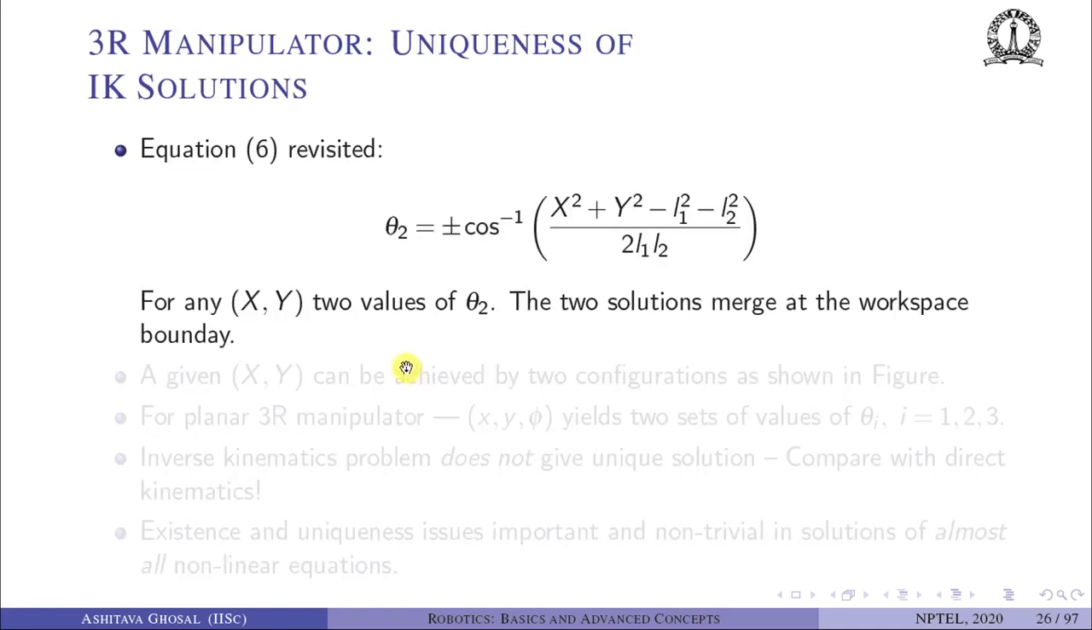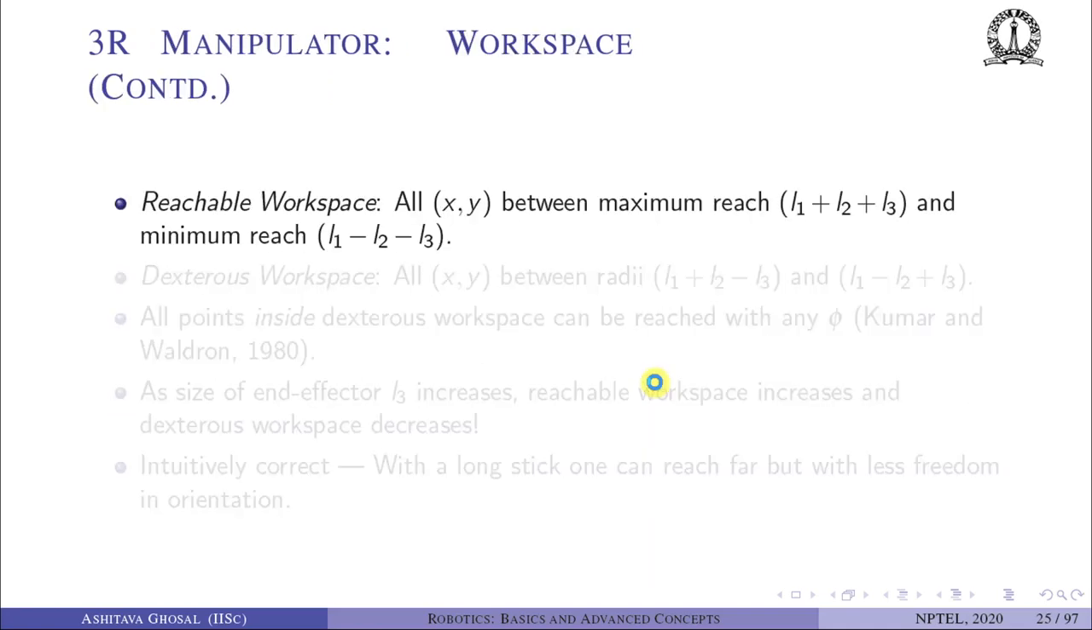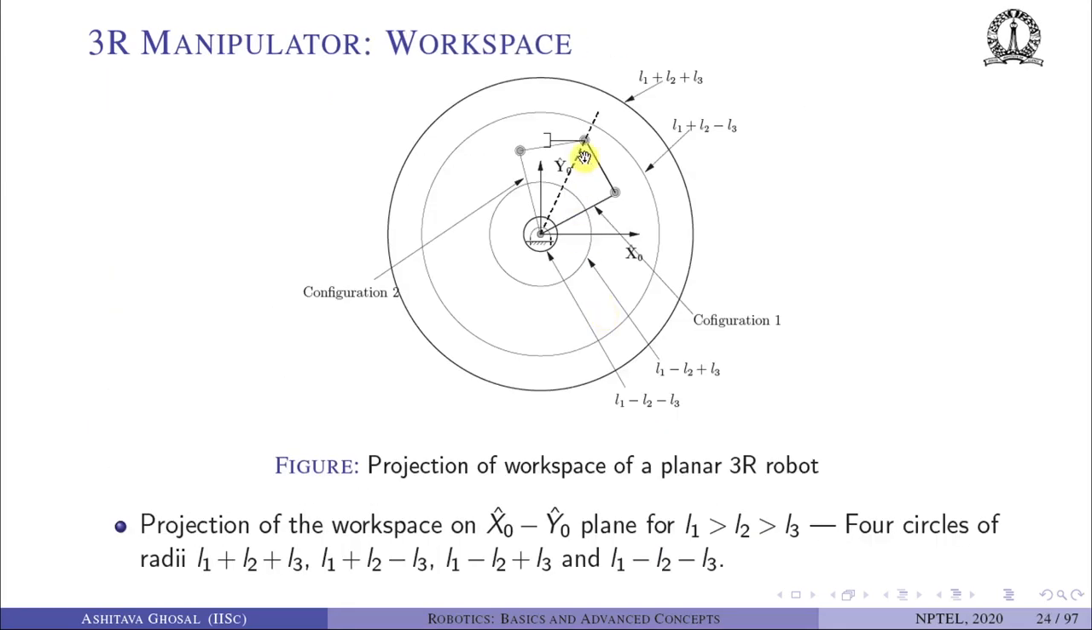Let's go back again to that equation of theta 2. Okay, so I showed you theta 2 is plus minus cos inverse of this. So hence, for any xy, there are two possible values of theta 2. Okay, and these two values merge at the workspace boundary. So a given xy can be achieved by two configurations as shown in the figure. I showed you this figure that if I take any point capital XY here, I can reach either like this or I can reach like this. So one of them is plus theta 2 and the other one is minus theta 2.